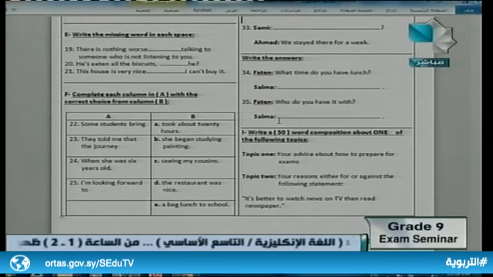Of course, I'd like to remind the students that each number in the final exam is given 10 marks. Each number is given 10 marks. What about the next question? Question G, Mr. Mazen, which is about tenses now.